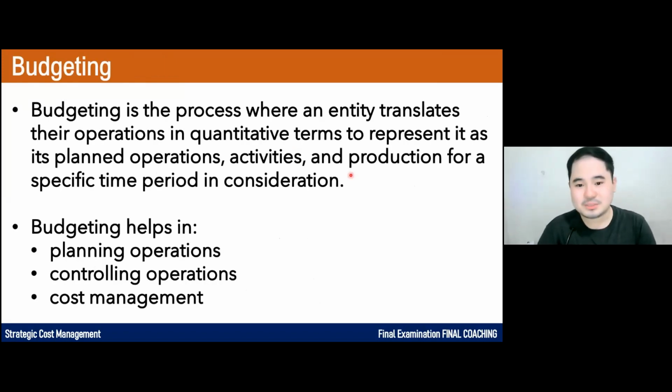So, budgeting is the process where an entity translates its operations in quantitative terms. They have their operations in mind, and we just have to translate them quantitatively. So it becomes numeric, becomes financial, so that we can prepare properly in terms of the budget itself. Now, these quantitative terms represent the planned operations, activities, and production for a specific time period. So a master budget is time bound in the sense that it only covers a certain time period and not literally the whole life of the entity.